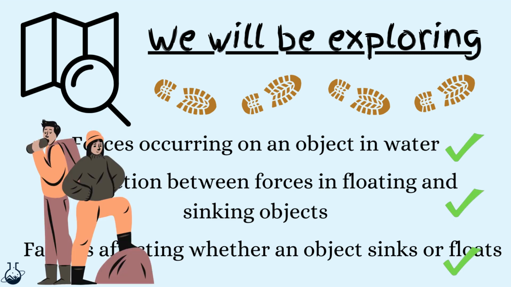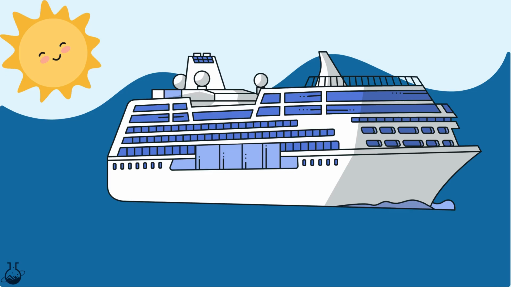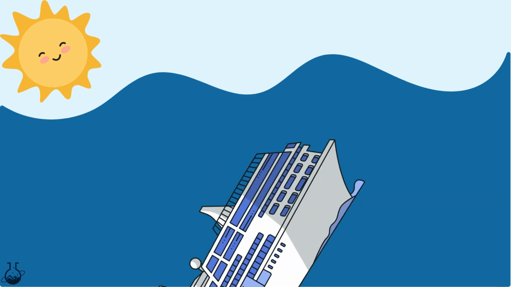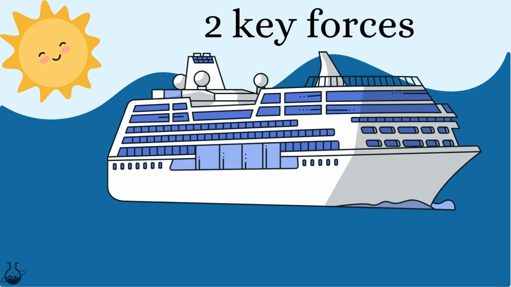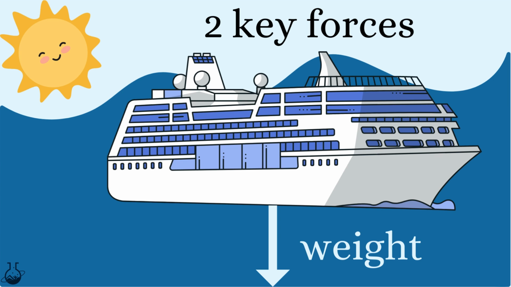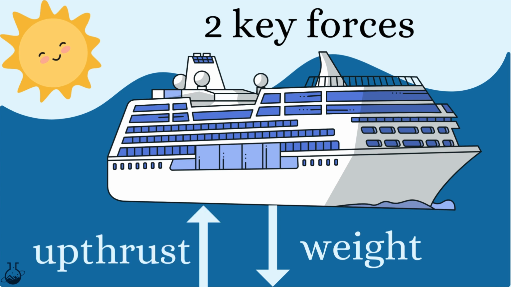Let's get started. Have you ever been on or seen a cruise ship and thought, how does it just not sink? Well, it's all about two key forces interacting between the boat and the water. The weight of the boat and upthrust, a force caused when the ship displaces water around it, resulting in the water pushing up on the object. We'll come back to this at the end.